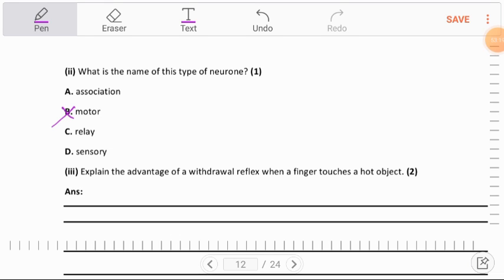Part 3 says explain the advantage of a withdrawal reflex when a finger touches a hot object. Okay, the advantage of withdrawal reflex is that we do not need to think before we do the action, right? If you need to think, then it would be time consuming, and by that time we would have already hurt ourselves. So to cause the least damage, it is a better option that these actions are involuntary actions. These actions do not require our brain thinking, which makes it a lot faster, and thus prevents the highest amount of damage to our body. So let's write down the answer. Withdrawal reflex is an involuntary action.